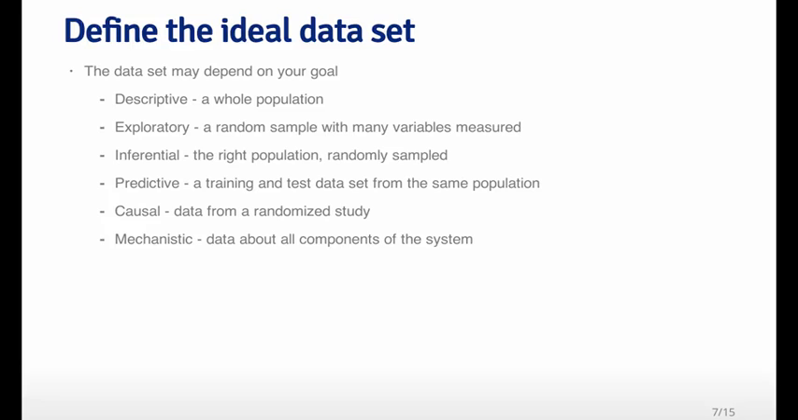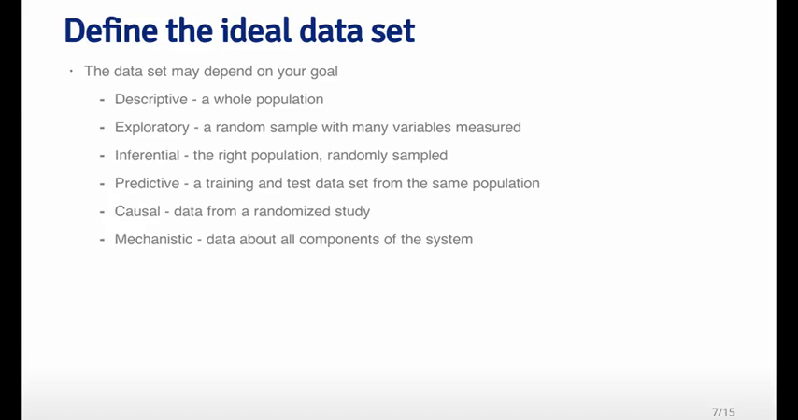If you want to make inference about a problem, then you have to be very careful about the sampling mechanism and the definition of the population that you're sampling from, because typically when you make an inferential statement, you're drawing from a sample to make a conclusion about a larger population. So there, the sampling mechanism is very important. If you want to make a prediction, then you're going to need something like a training set and a test data set from a population that you're interested in, so that you can build a model and a classifier.